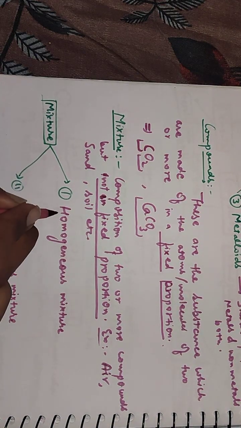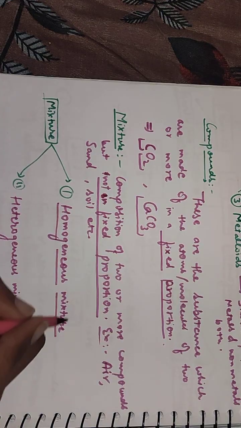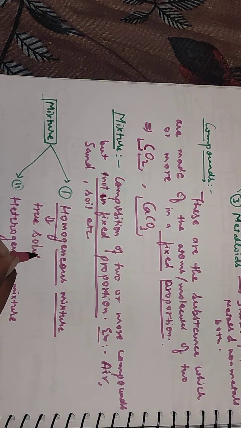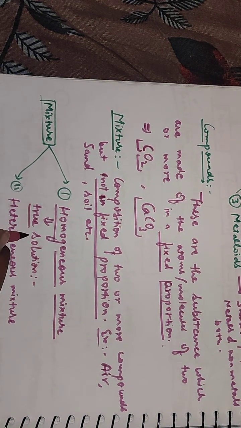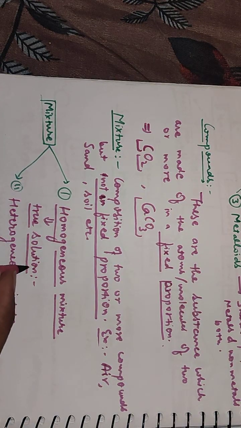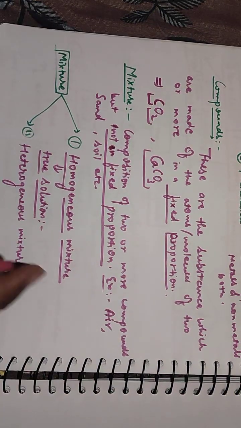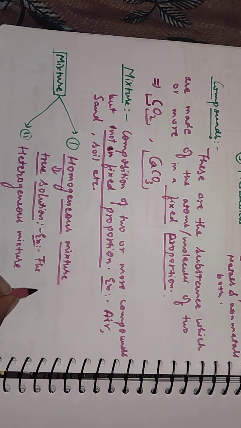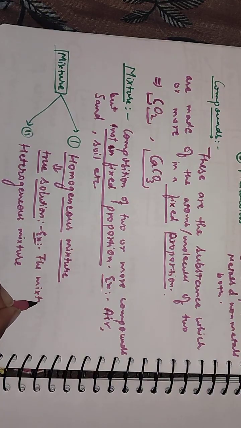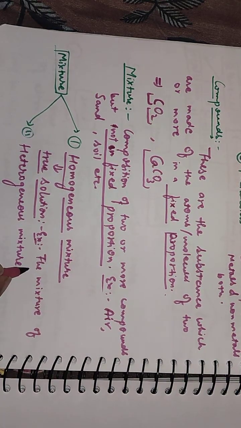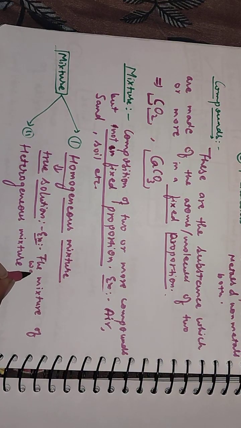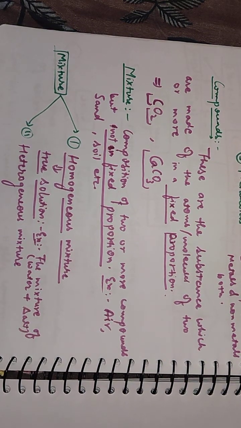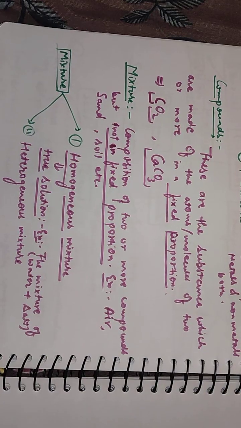In a homogeneous mixture, an example is a true solution. What are true solutions? True solutions are those in which solute particles are completely soluble in the given solvent. For example, a solution of water and salt, or a mixture of water and sugar. Both are suitable examples of a homogeneous mixture.